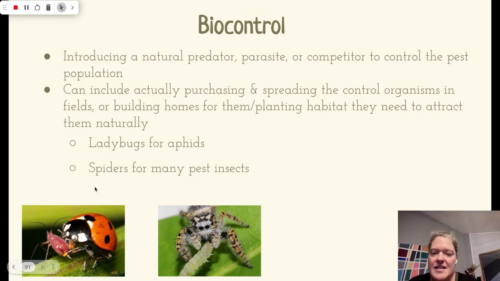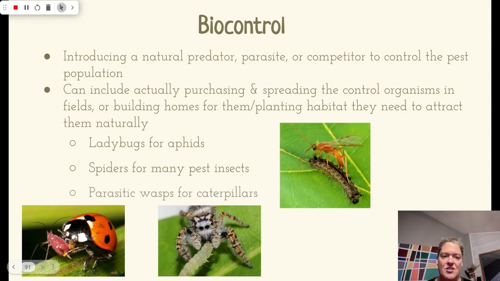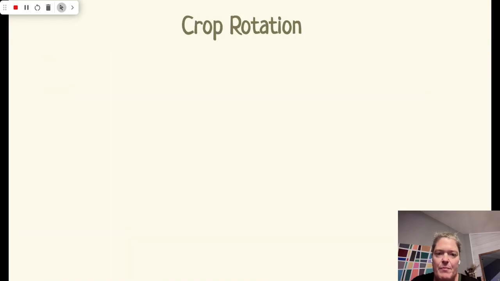Another control method would be to introduce spiders into an area. Spiders feed on insects, and so introducing that natural predator can actually keep the population of pest species low. And then parasitic wasps, if you're trying to get rid of caterpillars, will lay their eggs within the growing caterpillar larva. When their larvae reach maturity, it'll kill the caterpillar, and the baby wasps, which are now adults, will emerge from the caterpillar carcass.